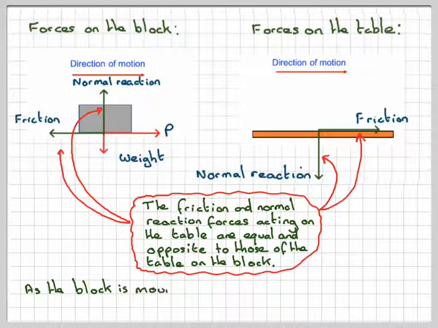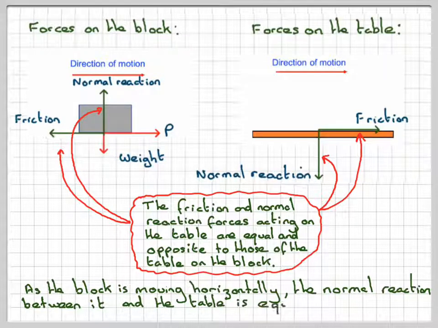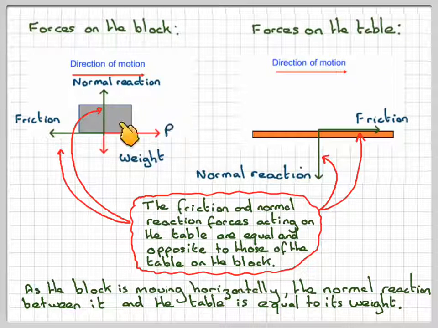Now as the block is moving horizontally, the normal reaction between it and the table is equal to its weight. So if it's moving that way, then this force here will be equal to this one here. This is not always true. The vertical reaction between any two objects is not necessarily equal to the weight of the one on the top. But in this case, because we're moving horizontally, this is true.